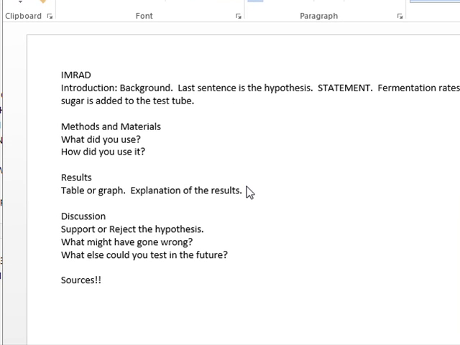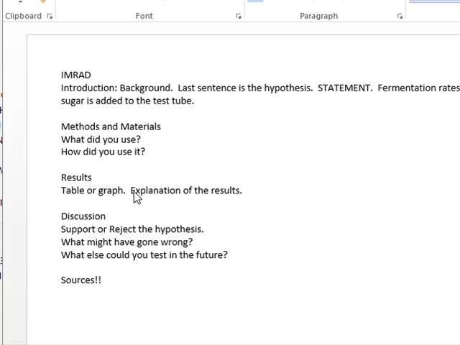And in the discussion, the first sentence should support or reject the hypothesis. You should never say prove, always just support or reject. Then you also mention things that might have gone wrong as you conducted the experiment, and then what else you could test in the future based on the results that you have. Okay, after you write the outline, then you're going to write a full lab report.